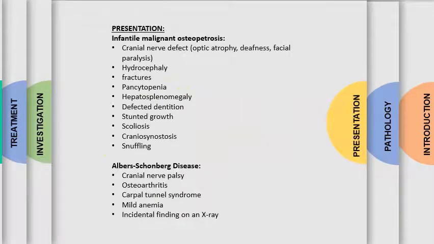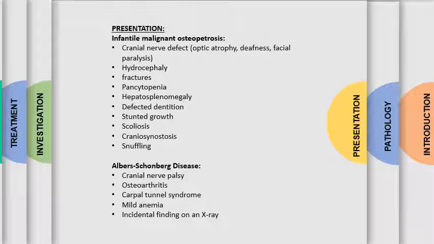In infantile malignant osteopetrosis, patients present with cranial nerve defects, optic atrophy, deafness, facial paralysis because of narrowed foramina leading to nerve compression, hydrocephaly caused by foraminal narrowing, fractured bones because of thick woven bones, pancytopenia resulting in anemia, leukopenia, and thrombocytopenia because the medullary cavity is filled with primary spongiosa, leaving no room for hematopoietic marrow. Hepatosplenomegaly as a result of extramedullary hematopoiesis.